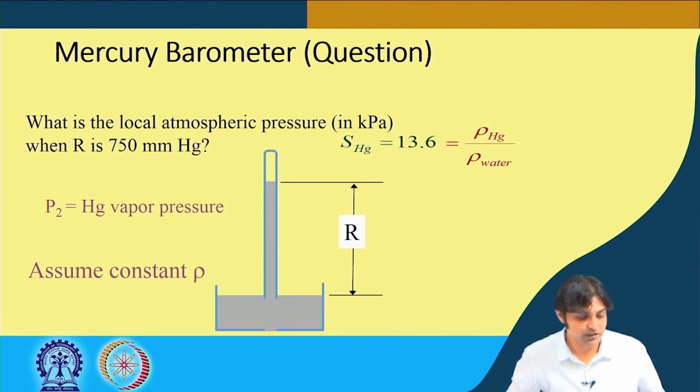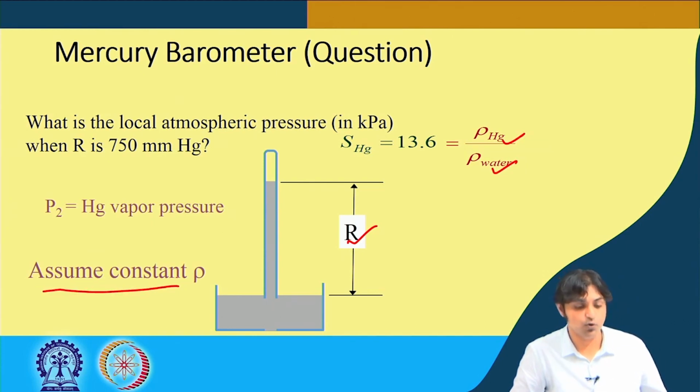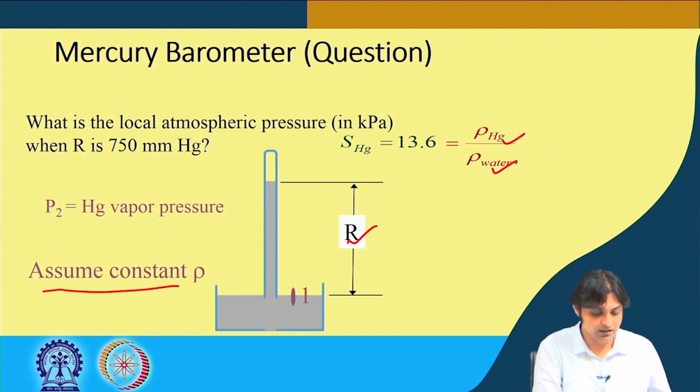Now a simple question is, what is the local atmospheric pressure when R is 750 millimeters of Hg? This is R. We are given the density of mercury relative to water as 13.6, and we have assumed incompressible fluid, constant rho. So we are going to see how it works. Okay, so this is point 1 here and this is point 2 here.